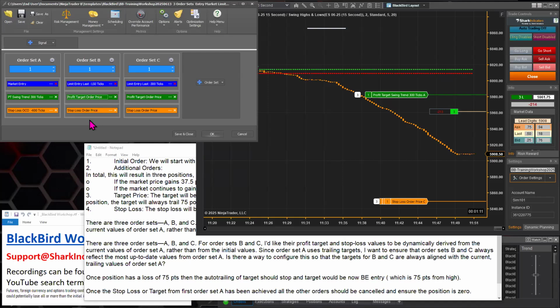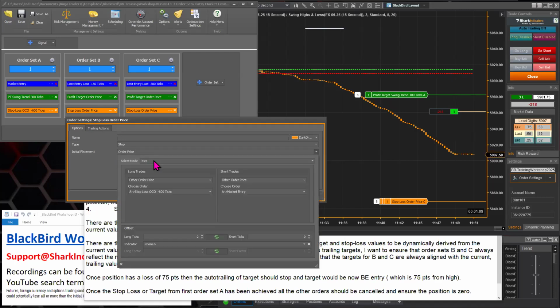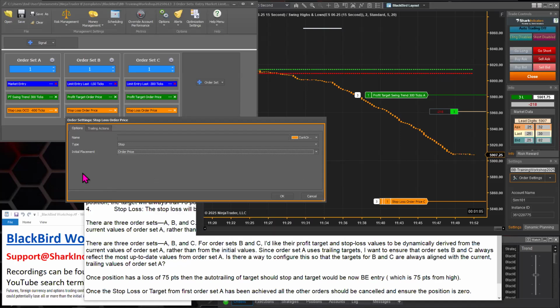And I guess I'll just mention here, the stop loss for the scale-in contracts, switch back to the options tab. The stop loss here is, we are using the other order price and we're just matching the stop loss for A. So that way all of our stop losses are synchronized together. That sums it up here.